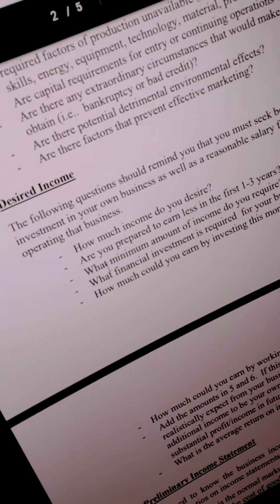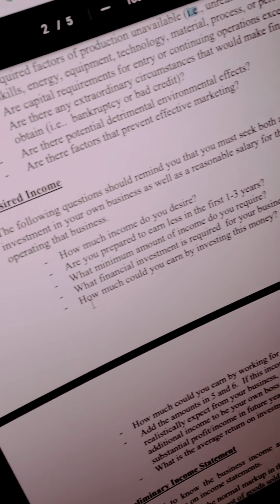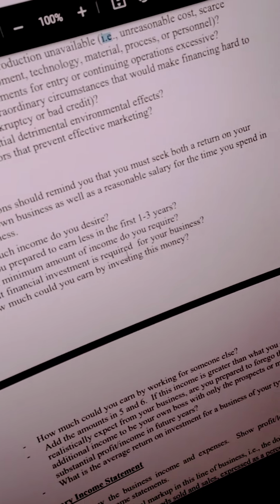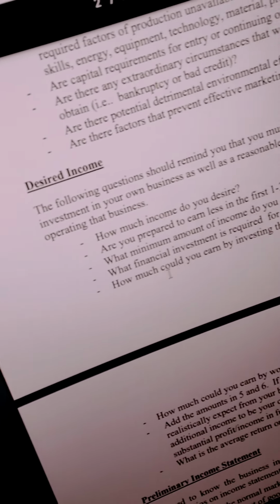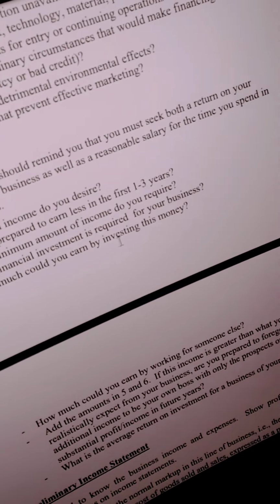But what minimum amount of income do you require? What financial investment is required for your business? How much could you earn by investing this money?